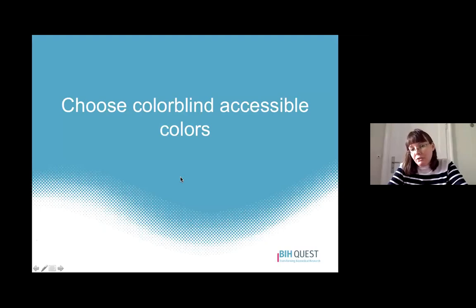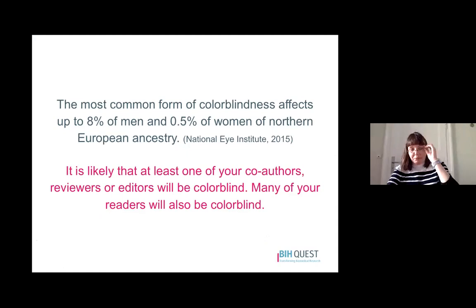So it's important to really avoid the rainbow color maps, but also for all of your visualizations to choose colorblind accessible colors. When we're talking about color blindness, it's important to remember that the most common form affects up to 8% of men and 0.5% of women of Northern European ancestry. So when you think about all of the people that your paper goes through in terms of your co-authors, editors, and reviewers prior to publication, it's quite probable that at least one of those people will be colorblind. And once your paper is published, many of your readers will definitely be colorblind. And if your color palettes aren't appropriate, they will be missing information in your paper that you wanted everyone to have.